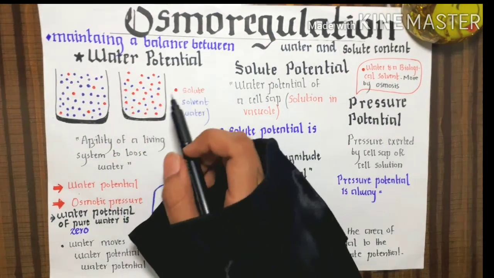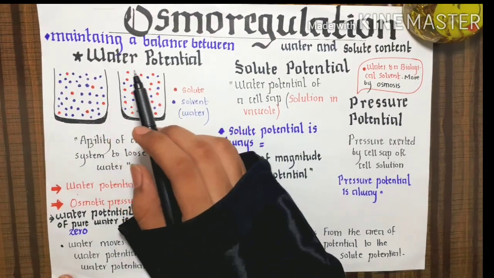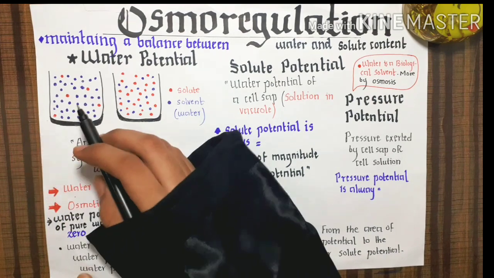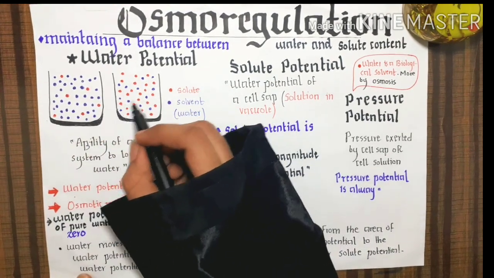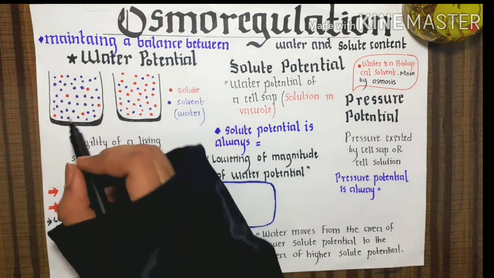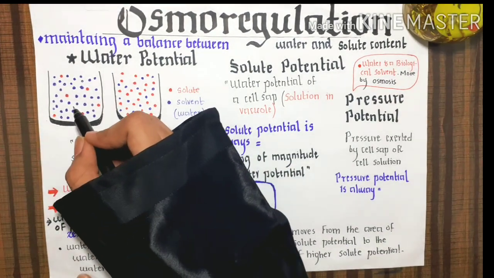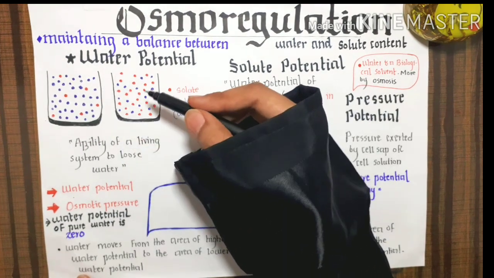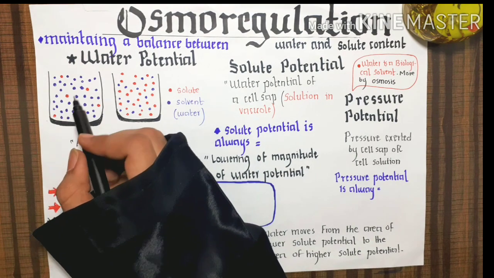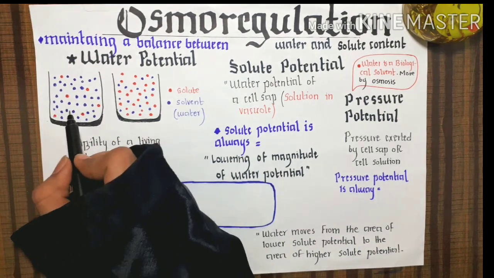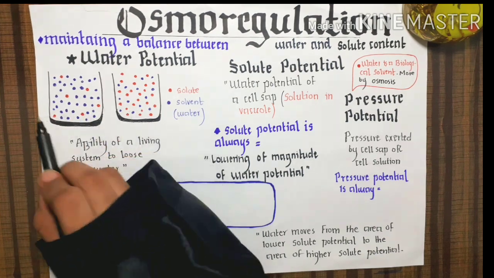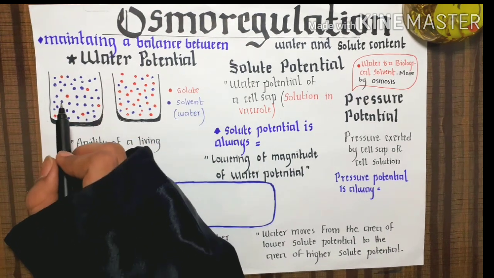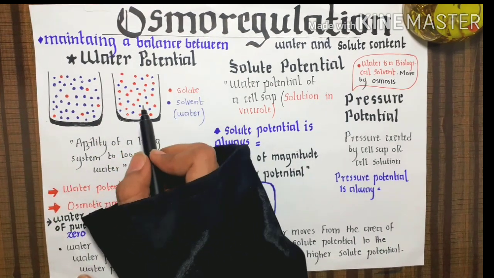What is water potential? Water potential is the potential of a water to move from one cell to another cell. Or you can say, take the example of these two containers. This container has more water molecules than this container, and this container has a more solute concentration than this one. So the water molecules in this container are more, so it moves from this container to this one because water molecules move from the area of higher concentration to the area of lower concentration.